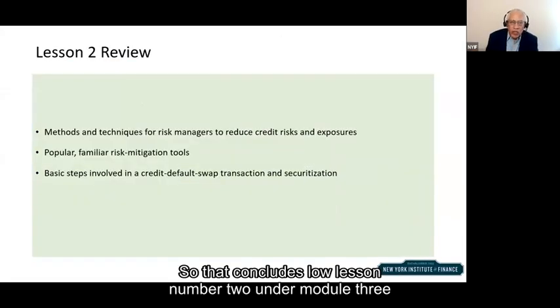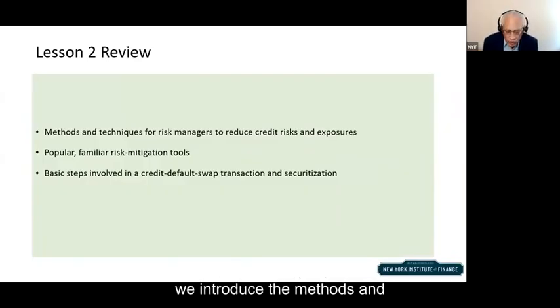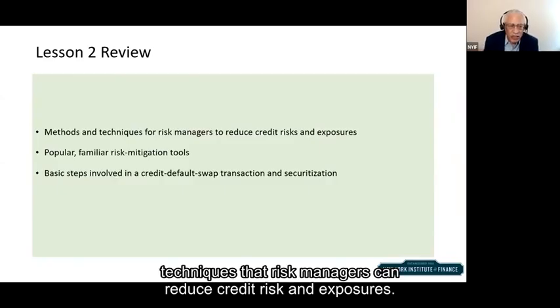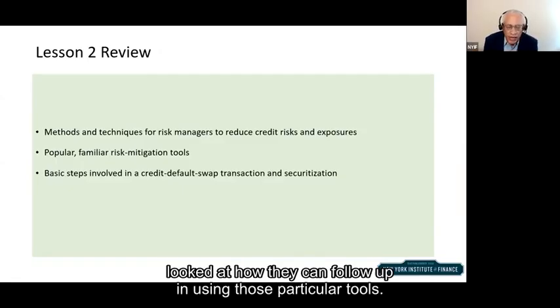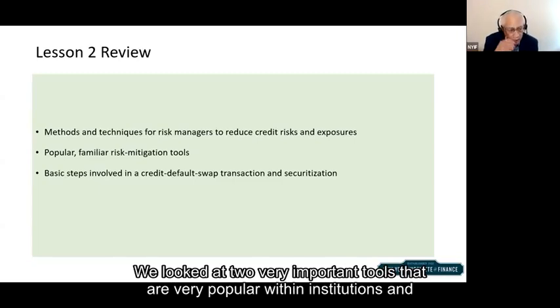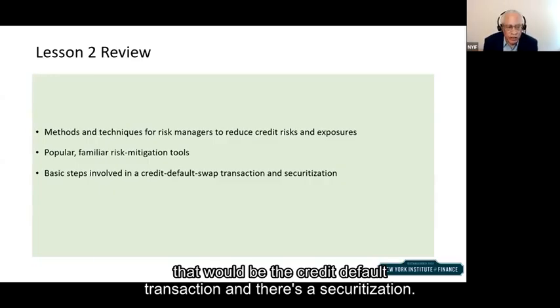So that concludes lesson number 2 under module 3. We introduced the methods and techniques that risk managers can use to reduce credit risk and exposures. We walked through the steps they could use and looked at how they can follow up in using those particular tools. We looked at two very important tools that are very popular with financial institutions: the credit default transaction, and securitization.